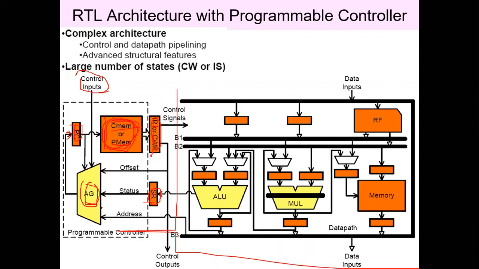Basically, the address generator, depending upon the status signals and the control inputs, will generate the address to be executed. For that, it will need one clock cycle. So in one clock cycle, it will calculate the address of the next instruction, and that will be stored in the program counter. In the next clock cycle, the address in the program counter will be taken, and it will select the instruction to be executed from the program memory, and that will be stored to the instruction register.